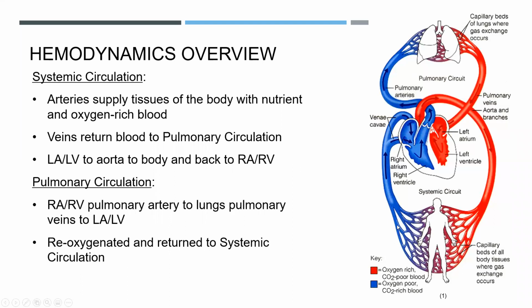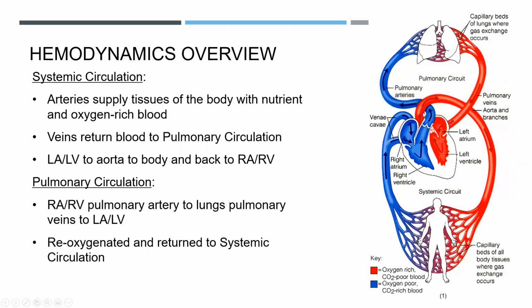Now, in pulmonary circulation, we're having venous blood return. Deoxygenated blood is returning to the heart, and that's coming in through the vena cava. We know that our vena cava is either coming from the top of the body, the superior vena cava, or down through the bottom.